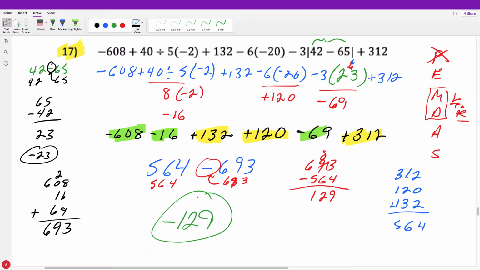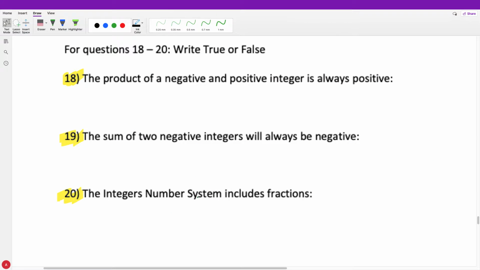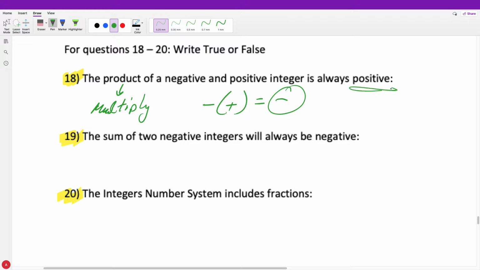And then I'm going to go through some of the true or false real quick, and then the mastery question. All right, so the product. Well, first you need to know what product means. It means multiply. And the product of a negative and positive integer. Well, we know whenever it's a negative and positive, that's going to give me a negative as my answer. This says always positive, so this one will be false. Right? It is not always positive, it is always negative.